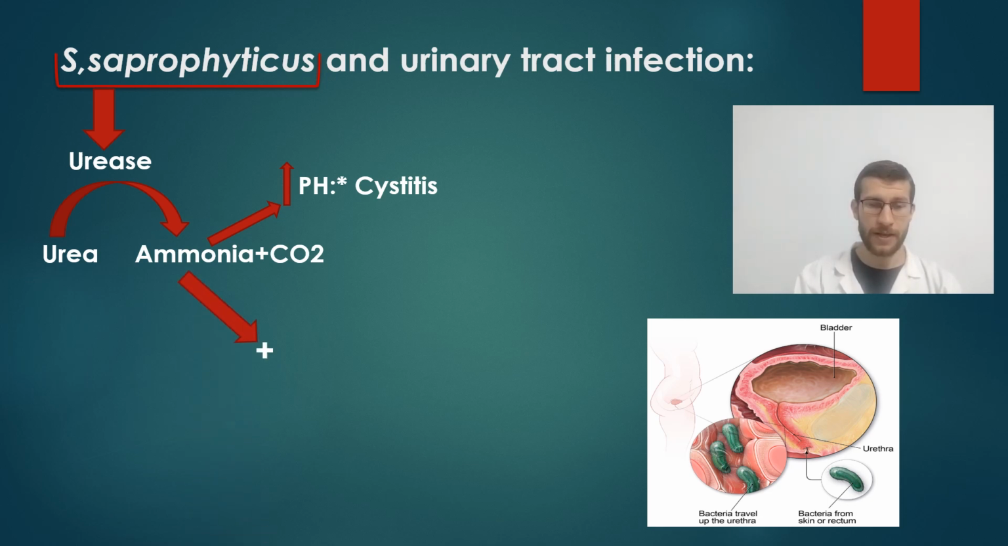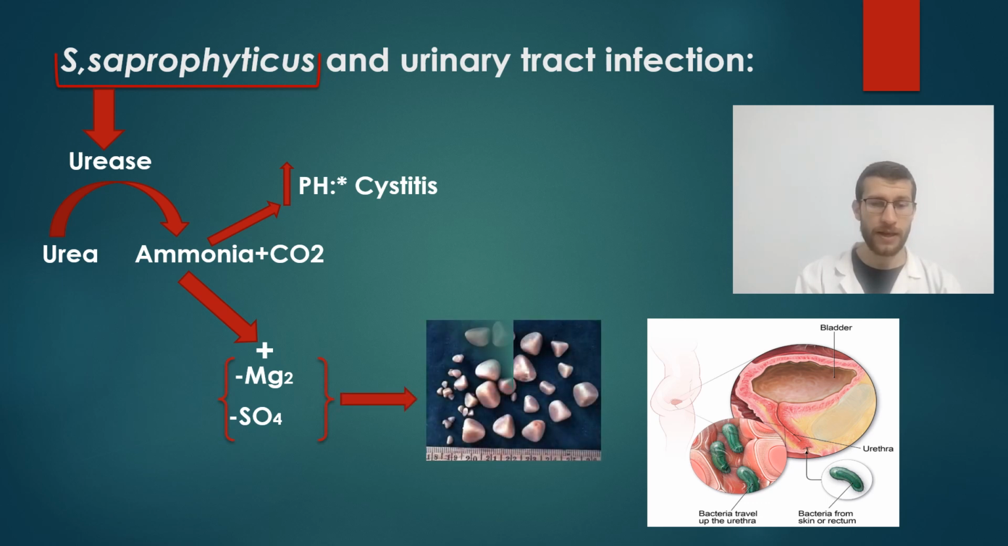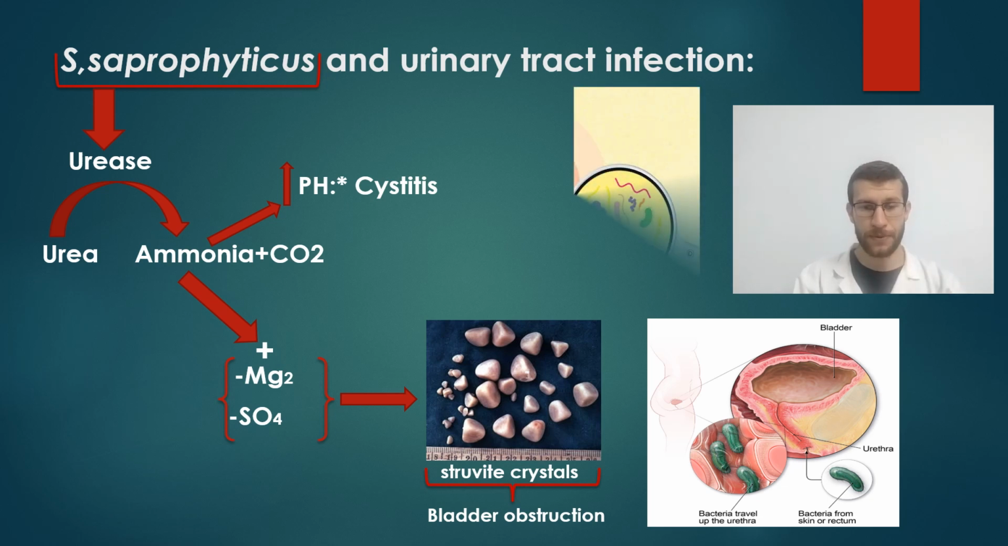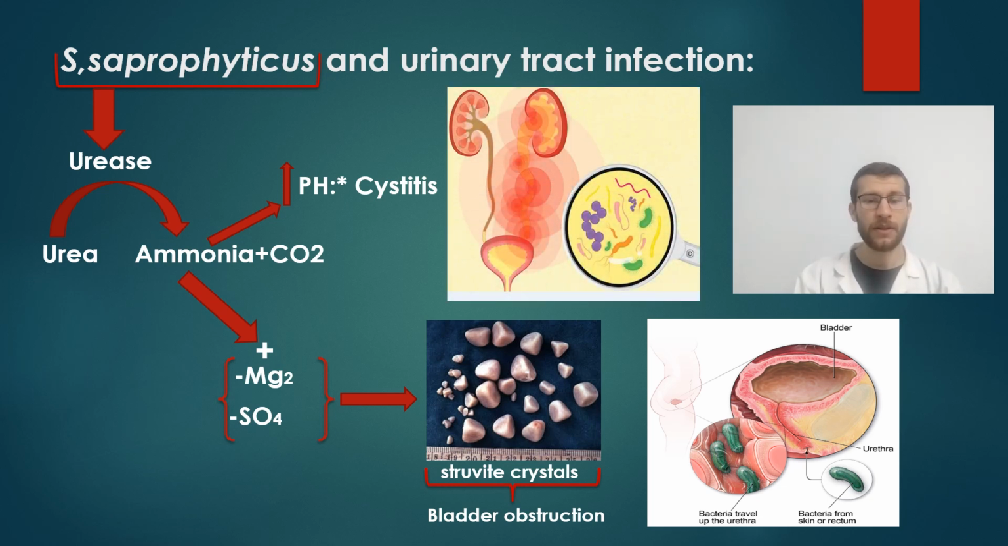Also, the ammonia will combine with magnesium and sulfate, and that's going to lead to the formation of struvite crystals. These struvite crystals will lead to the bladder obstruction, and the infection goes up into the kidneys.